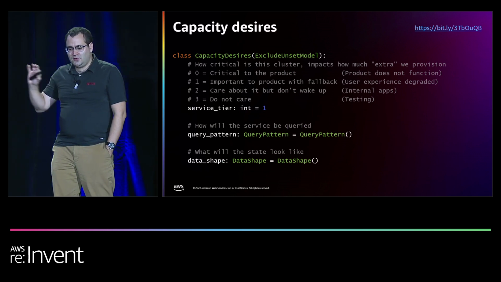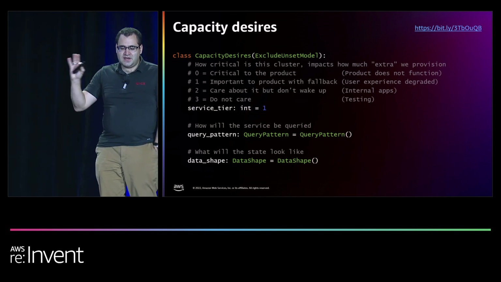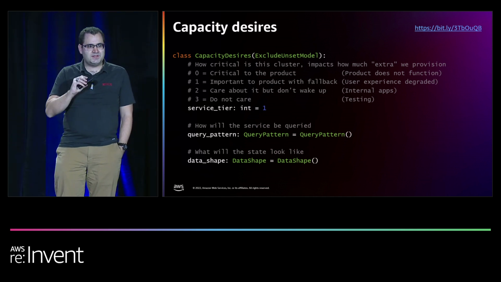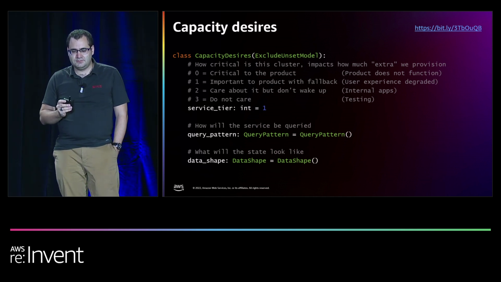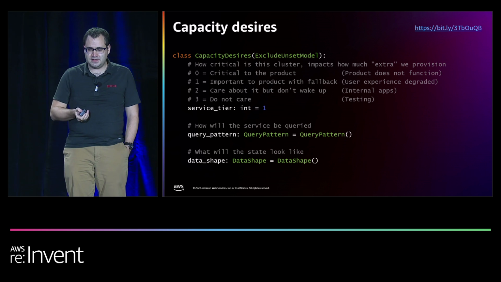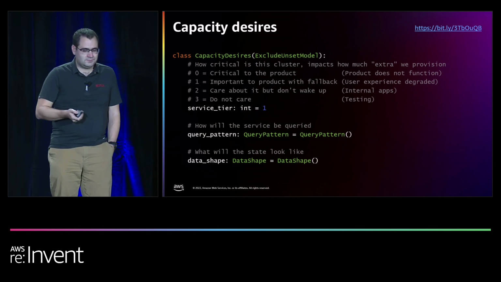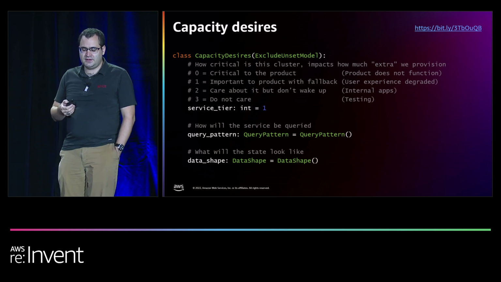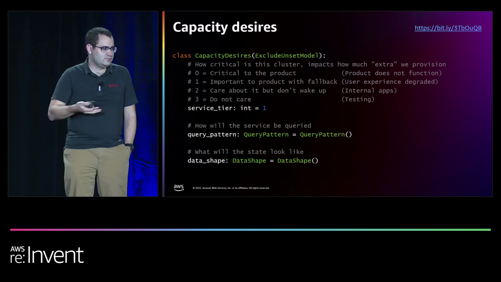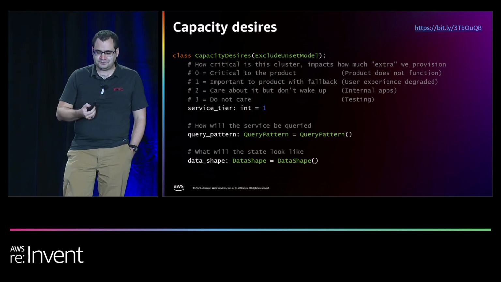All right, so let's dive in and look at what a capacity desire is. At the top layer, it's 3 inputs. It's what tier is this desire? So how important, how critical is this cluster? How are people going to query it? That's the query pattern. What kind of QPS, what kind of access pattern? And then for stateful services, what kind of data are they going to be computing on? Or the data shape, as we call it.